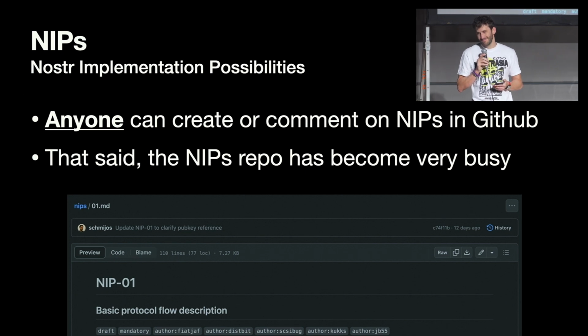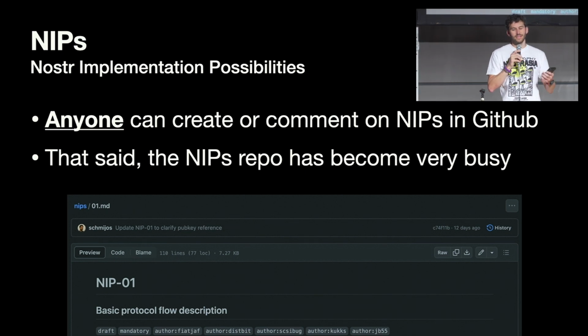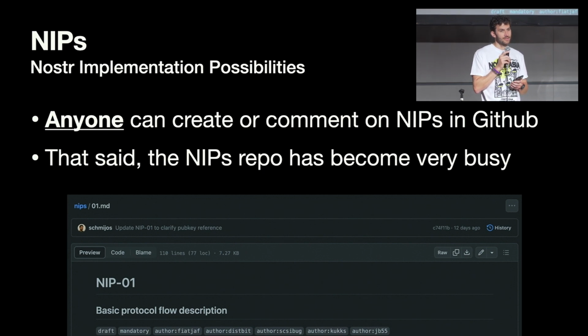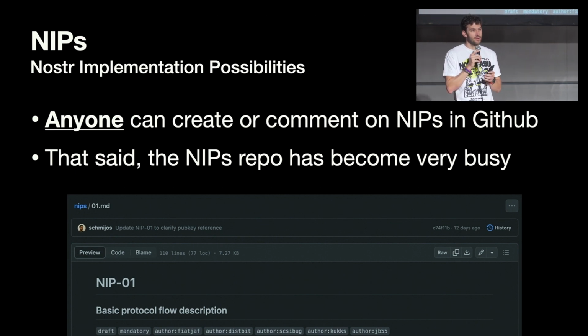So I guess as a non-technical audience, these are less important, but you can go to the NIPs repository always, and there's a really good overview of all the different kinds of events, what they're for, and it gives you a little bit more information about how stuff functions.